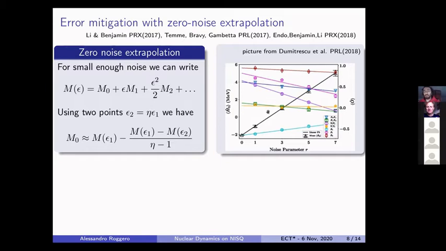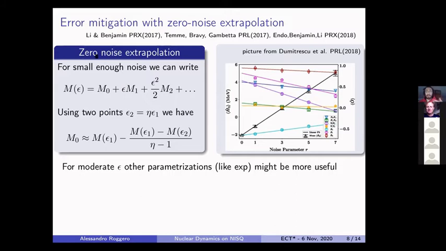Now, in general, we can think of generalizing this idea, and instead of using just a polynomial expansion, which is likely going to be meaningful only for small noise levels, we can also do parameterizations for large noise levels. For instance, exponentials are very useful in that regime. So in general, if we have any good reason for writing down a model for the noise dependence, we can use it to extrapolate to zero noise.